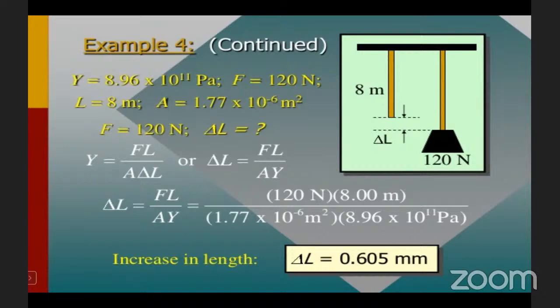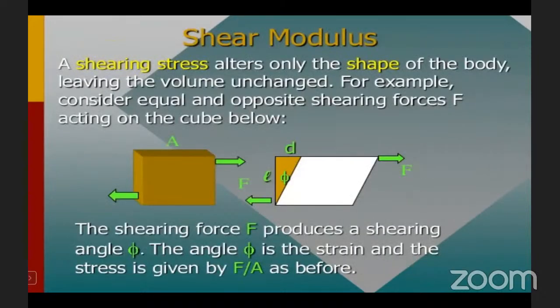Now see here, next one: shear modulus. A shearing stress alters only the shape of the body, leaving the volume unchanged. For example, consider the equal and opposite shearing forces F acting on the cube in the diagram below. The forces are applied on both sides of the cube. Now see this, the cube is changing by some distance.